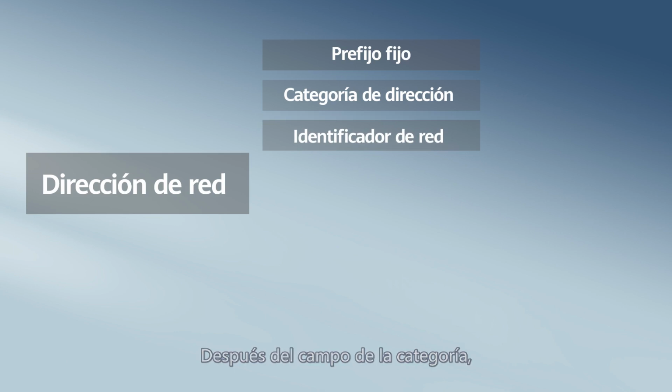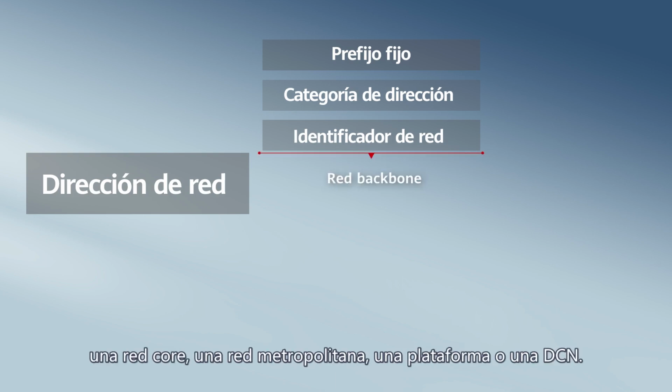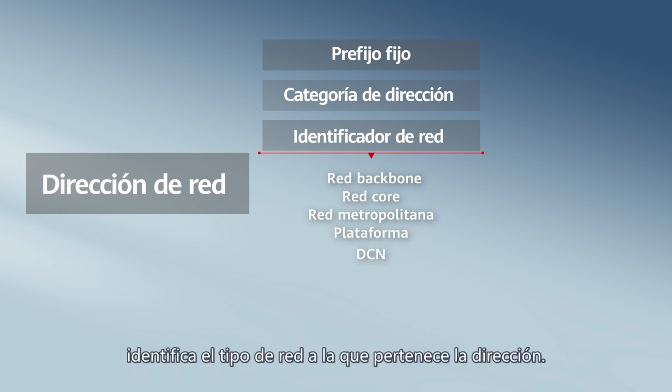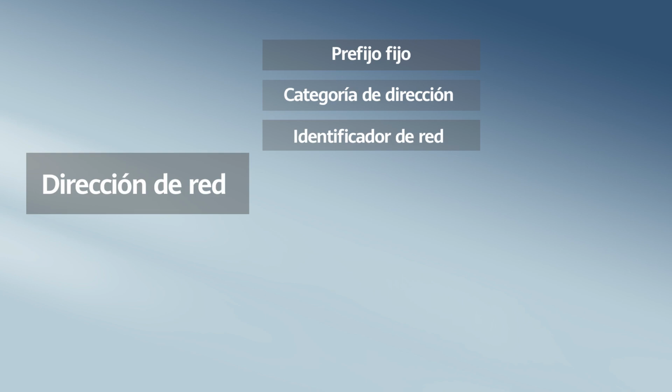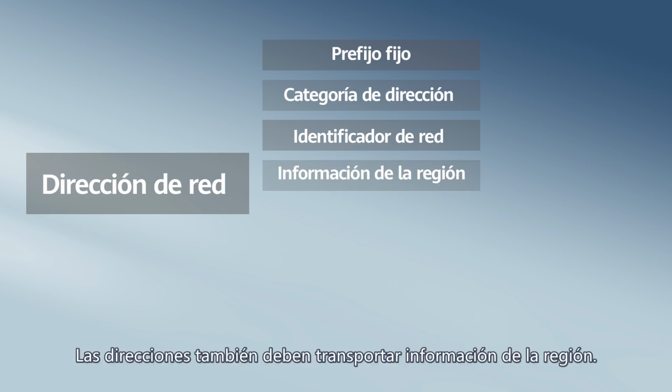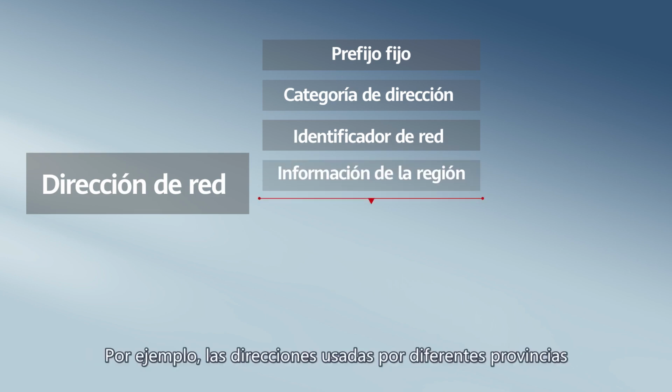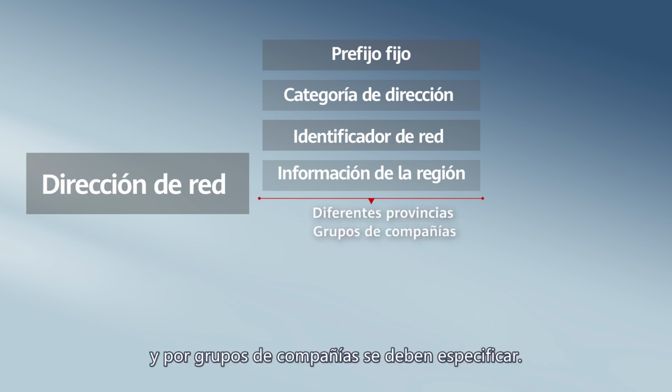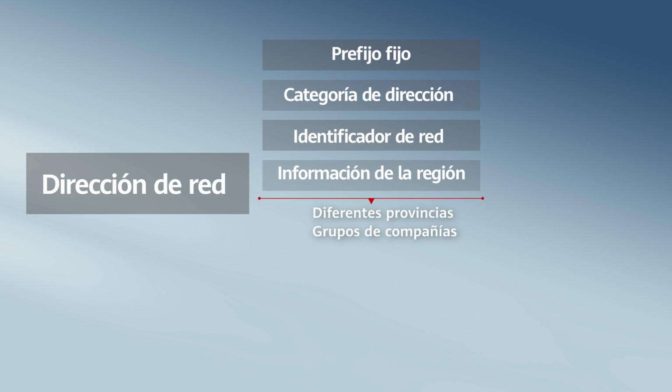Following the category field, a network identifier is provided to indicate whether an address belongs to a backbone network, core network, metro network, platform, or DCN. Simply put, it identifies which type of network the address belongs to. Addresses also need to carry region information. For example, addresses used by different provinces and by cooperation groups need to be specified.